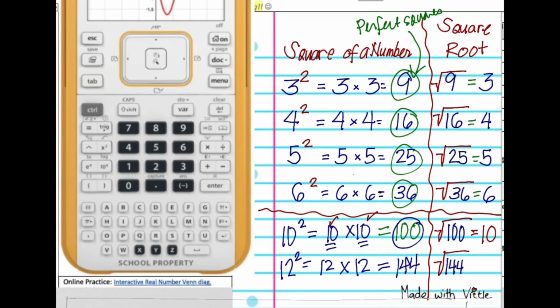So that means, what is the square root of 144? What is that number or factor that we multiplied by itself to equal 144? So let's go back to its square root, which is the 12. So that's the square root. Now I'm going to show you how to use the calculator when you need to find the square root of a number.